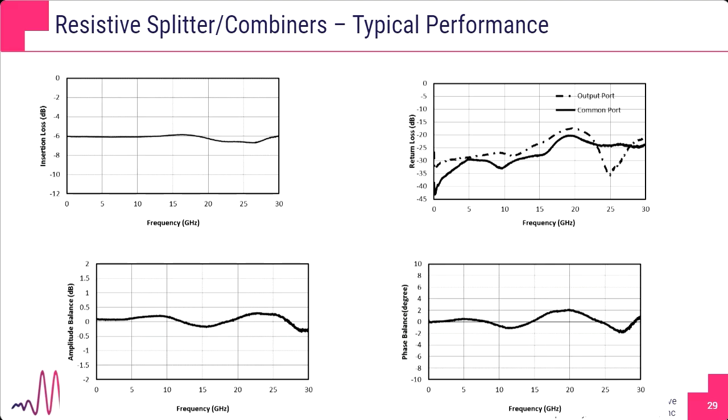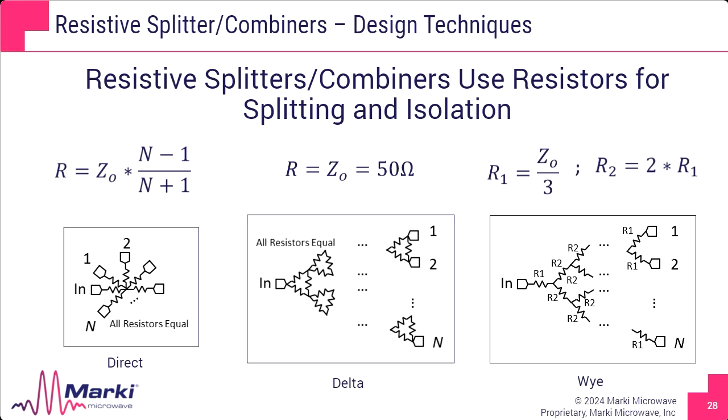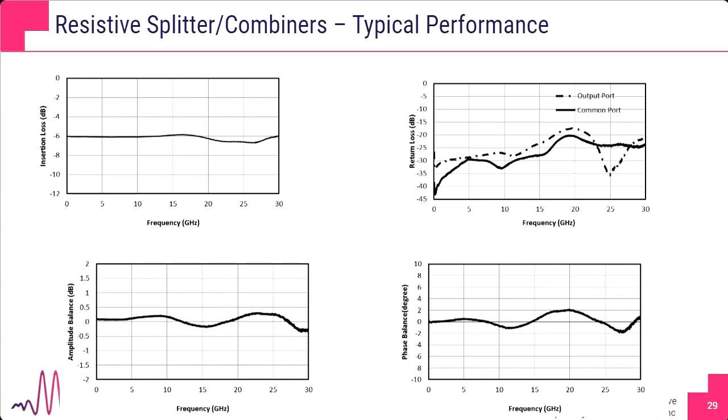The isolation in this design would be equivalent to the insertion loss in the top left, because again, I'll go back a slide just to show. It's going to be this direct or the Y topology. They're identical for a two-way. The path it takes from input to any one output is the same as any one output to each other. So the isolation is the same as the insertion loss here. Return losses are better than 15 dB across band, indicating a good broadband match, and the amplitude and phase balance are quite flat.